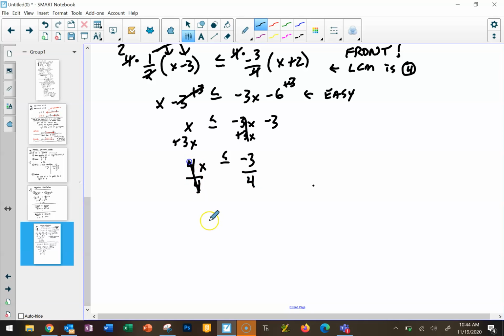Okay, now this is going to cancel. We do not flip the sign because we're only dividing by a positive number. And then over here, we are left with negative 3 over 4. So we started with fractions and we end with fractions, but we wanted to kill the fractions up top to make it easier for us to get from this part to the end where we had another fraction.